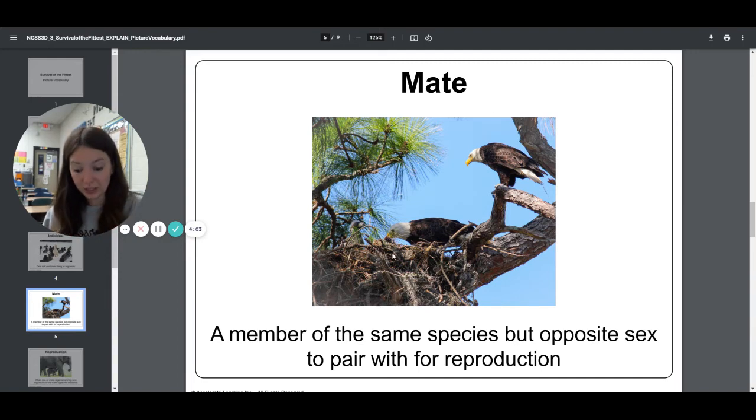So we can see the two eagles here. Female eagles will want a strong male or a strong mate who they believe that they could have eggs with or baby eagles with, and that they could help them survive and reproduce.